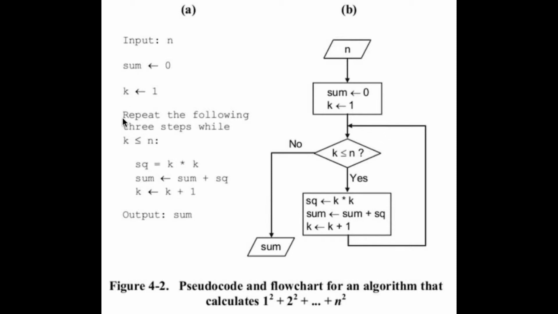And then we repeat, right? This is important: repeat. This is what the chapter means by iteration. Those of you who know a little programming, we're talking about loops here. So repeat the following three steps while k is less than or equal to n.